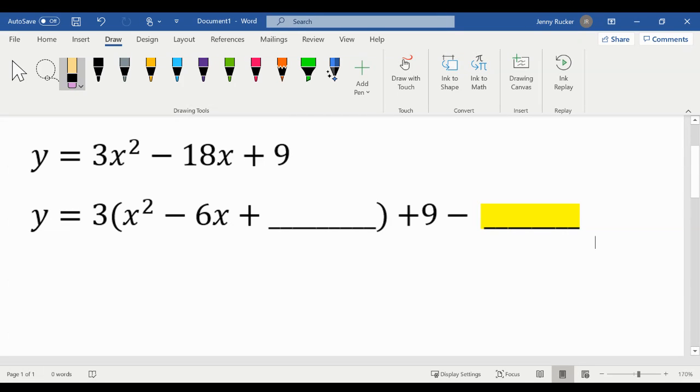In this problem, we are asked to fill in the highlighted blank. This problem is a continuation of problem number 2. We are starting with an equation in standard form, and we are completing the square in order to rewrite this in vertex form. Here we have an a value of 3.